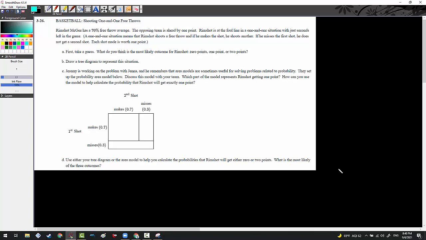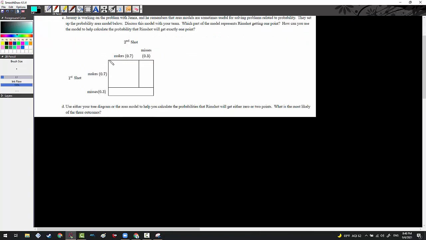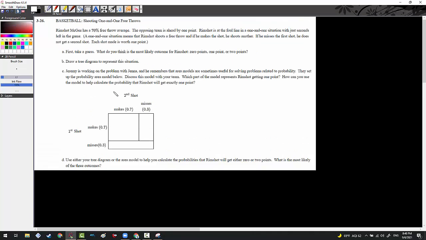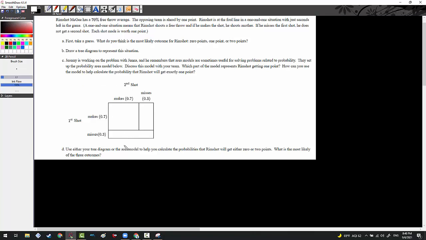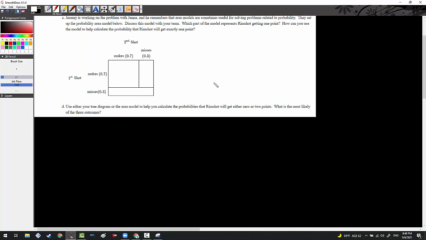Let's go ahead and draw a tree diagram to represent this situation. Basically, the underlying issue here is that if he makes the first shot, he can go for the second, but if he misses the first shot, he's done. And so let's calculate the probability of each one. So from here, let's do a tree diagram. The first one is if he makes it. I'll just call that yes. Because makes and misses is actually the same letter, the next one is going to be no.